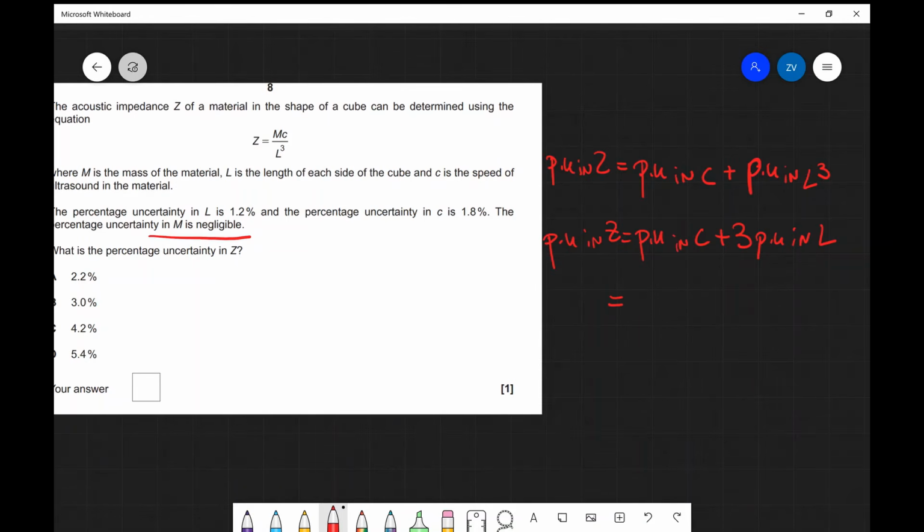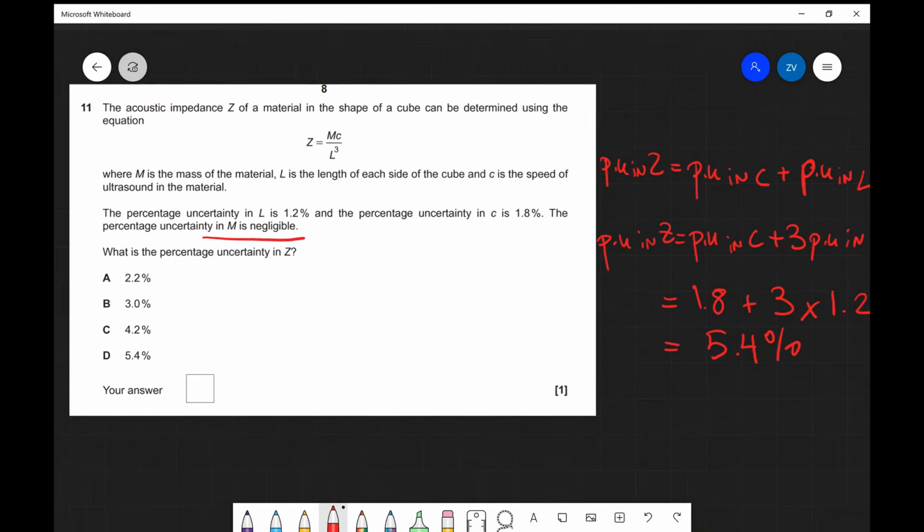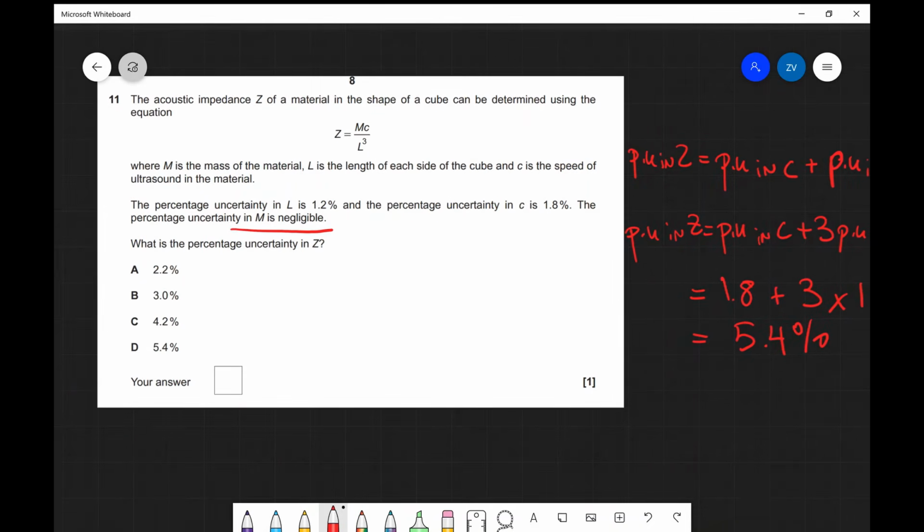So your percentage uncertainty in C is 1.8% plus 3 times the percentage uncertainty in L, which is 1.2, so that's 3.6 plus 1.8, which is going to give us 5.4%. So the correct answer in this case is D.